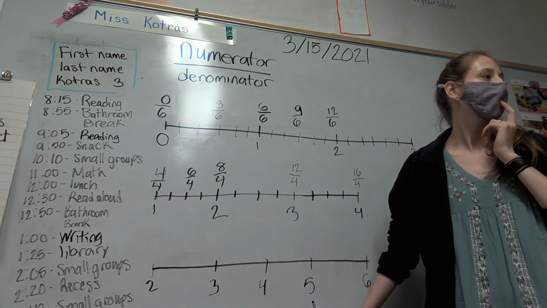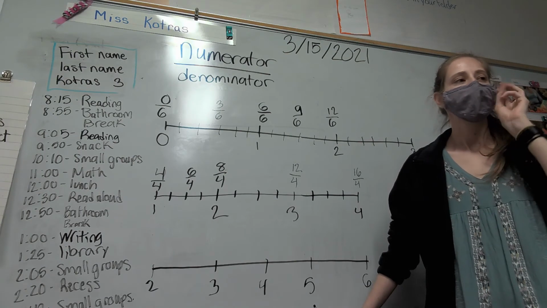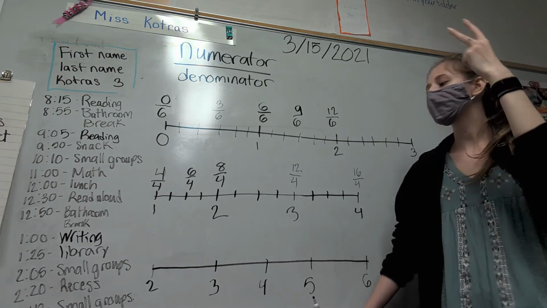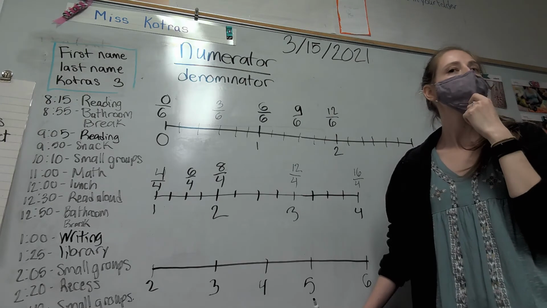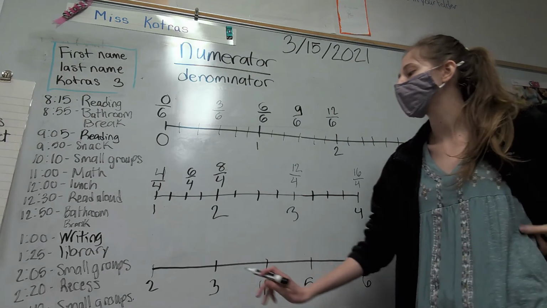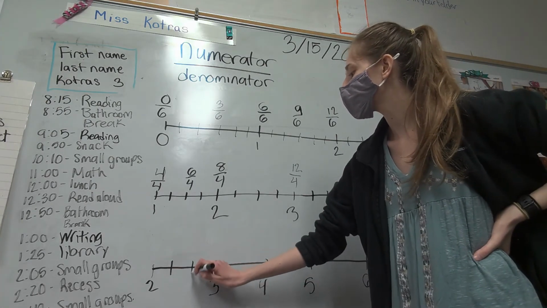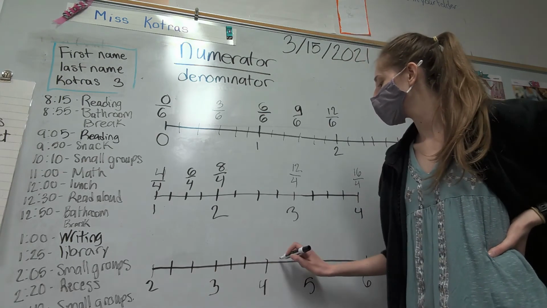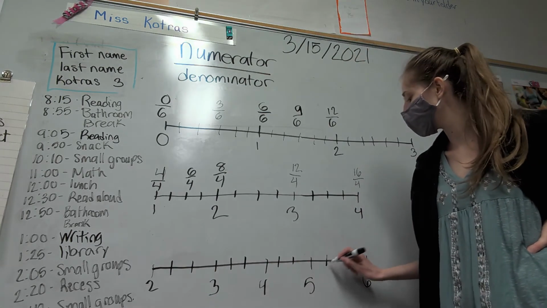3. The sections are 3, but we're adding 2 lines. 3 sections, so we're drawing 2 lines, 2 lines in between each whole number. So between 2 and 3, we're drawing 2 lines. Between 3 and 4, 2 lines. 4 and 5, we're drawing 2 lines. 5 and 6, we're drawing 2 lines.